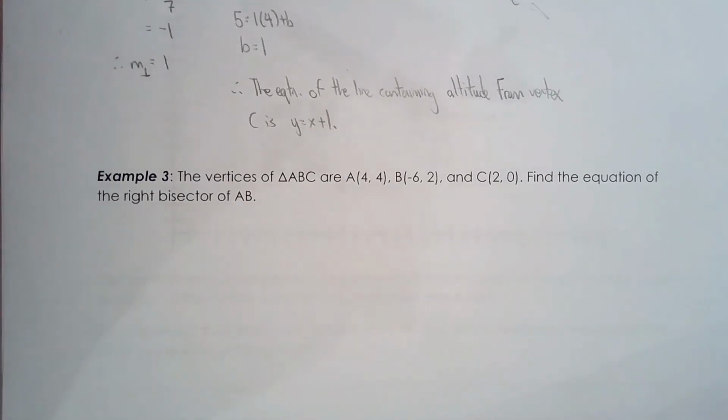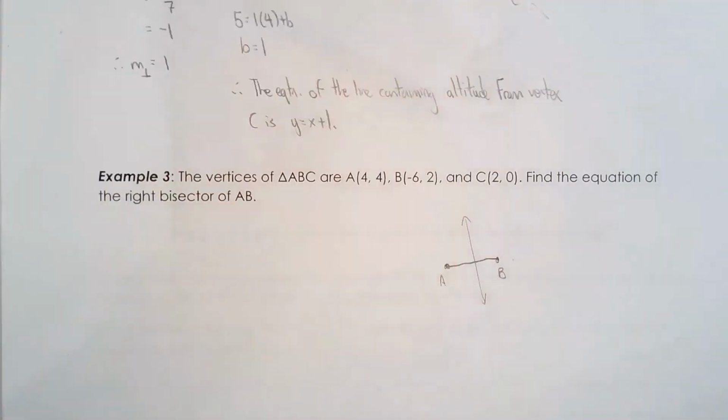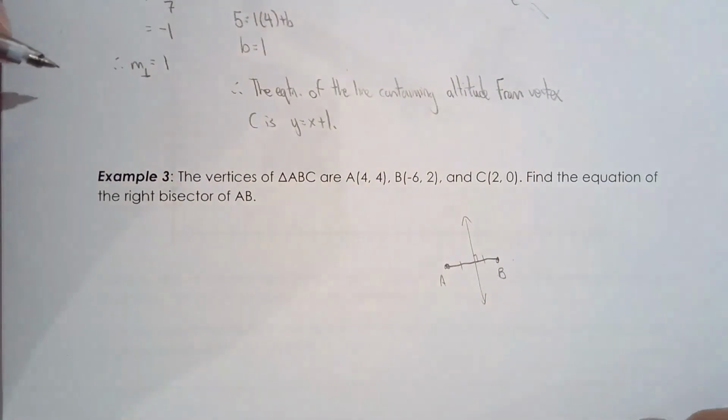Okay? Alright, last one, right bisector. So, this time I'm not even going to draw a triangle. I'm just going to draw a line segment AB. How do I find the right bisector of AB? Who cares where AB is located on the Cartesian plane? How do you draw the right bisector of AB?